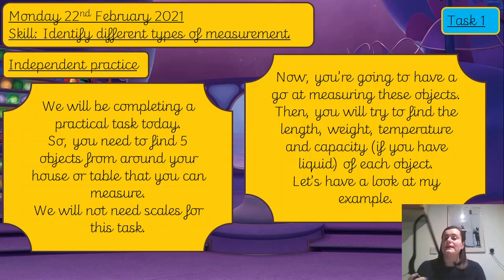So what I mean by not using the conventional scales is how can you measure or compare these objects that you found? So for example, I've got my yellow felt tip pen, and I might say that my hanger is 1, 2, 3 felt tip pens long. So my hanger is 3 felt tip pens long.